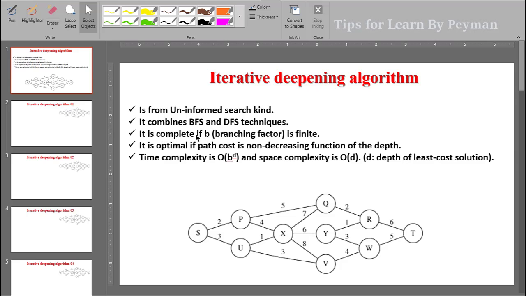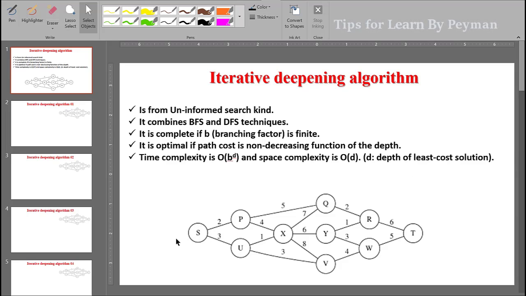It is complete if the B, or branching factor, is finite. It is optimal if the path cost is a non-decreasing function of the depth. And time complexity is of the order of B to the power D, and space complexity is of the order of D, where D is the depth of the least cost solution.